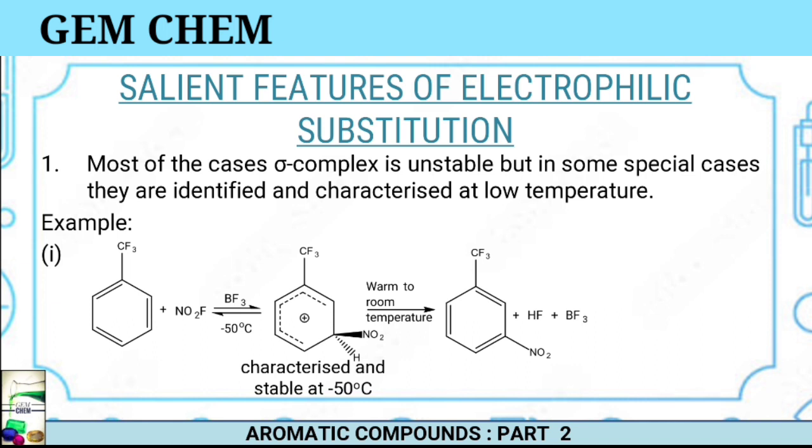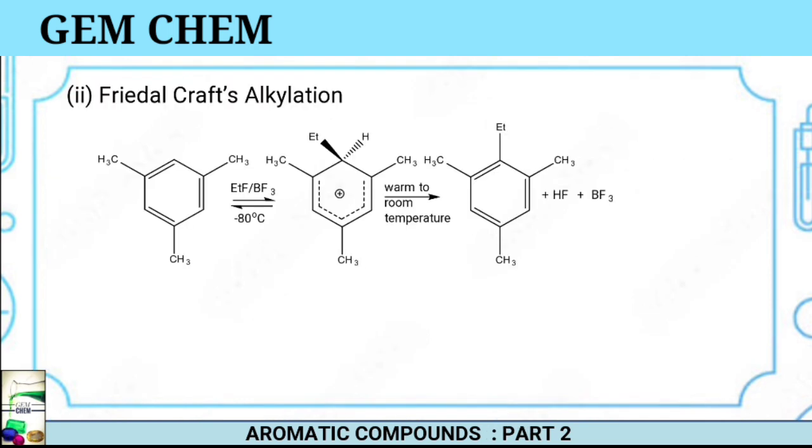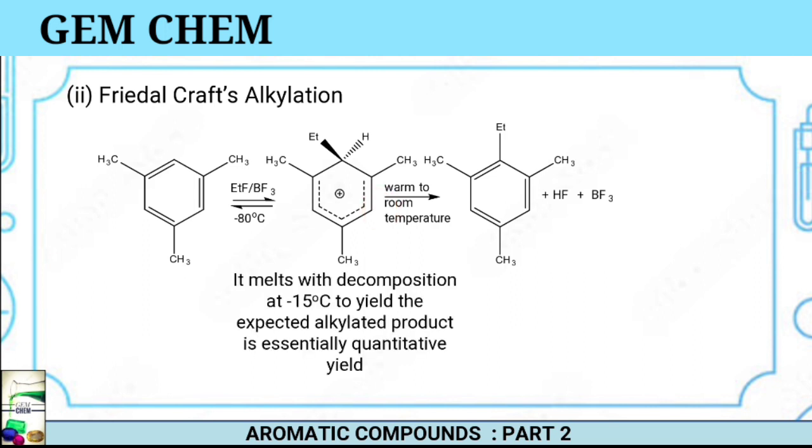Next, its stability is associated with the stability of the fluoroborate anion, which is this one, BF4 minus. Okay. Next example is our Friedel-Crafts alkylation. In this case also, the sigma complex which we are observing is an orange crystalline solid. It melts with decomposition at minus 15 degrees Celsius to yield our expected product, which is this one, in essentially quantitative yield. So we can see that this sigma complex is also stable at low temperature, and here we are seeing Friedel-Crafts alkylation. As a result, the alkyl group, which is ethyl here, is added in the product.